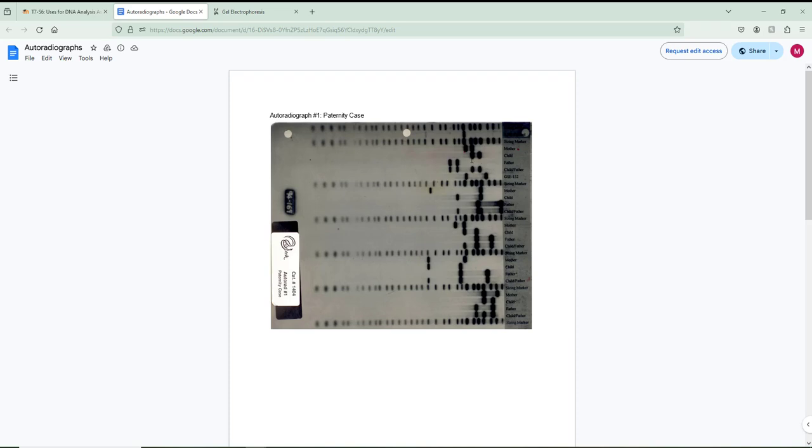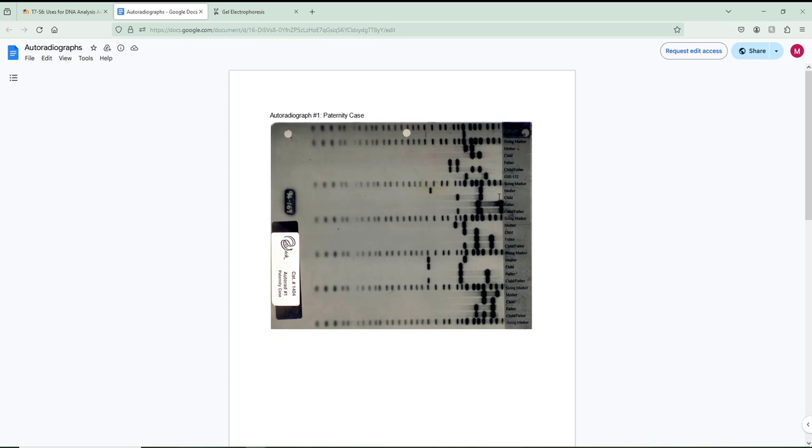Where the child overlaps with mom, we know that child is obviously biologically linked to mom. But then we have to look at the other DNA of the child and see if it overlaps with dad. And if it does not, then we can exclude that father. So in this case, this first one, we see that the child's DNA does in fact overlap with mom, which makes sense. But then if we look at the father's DNA, none of it overlaps with the kid. So I would exclude this father as the possible father.